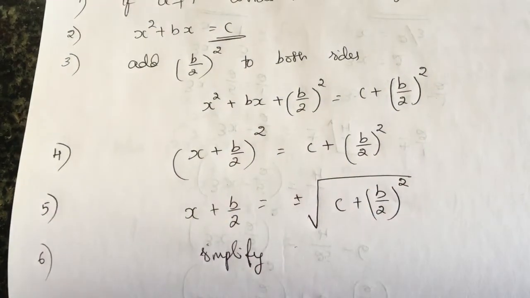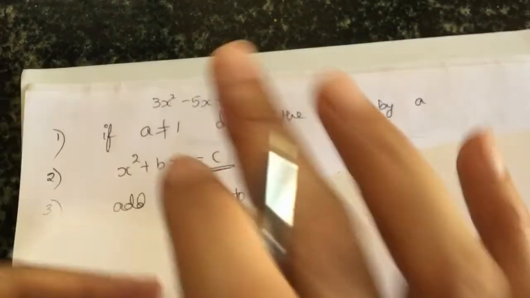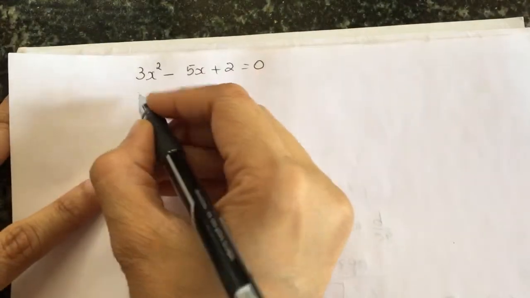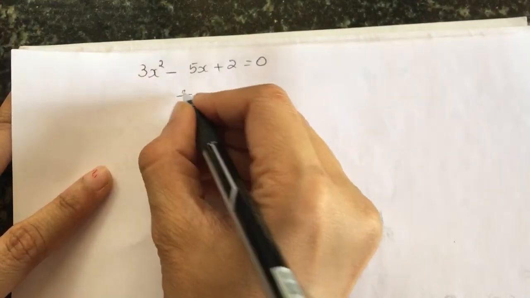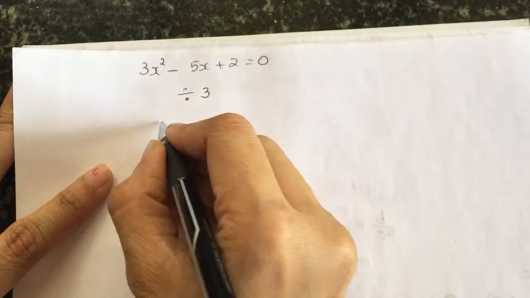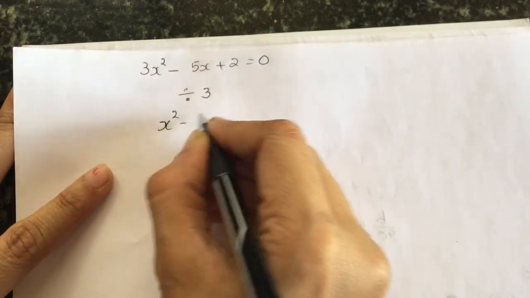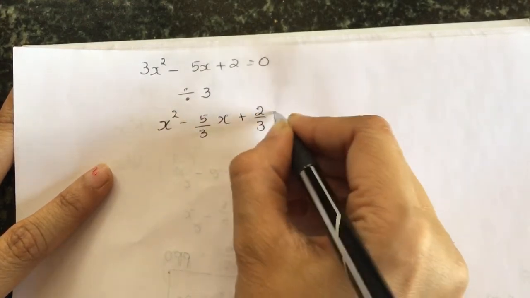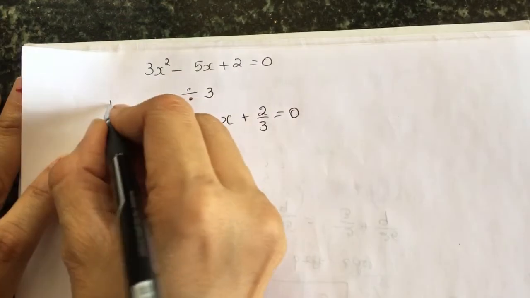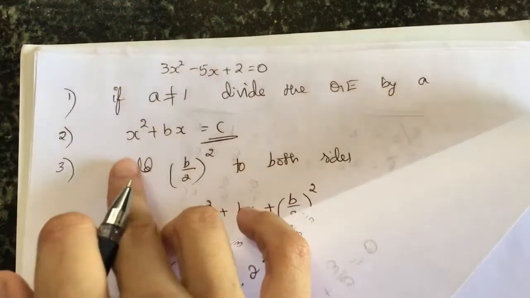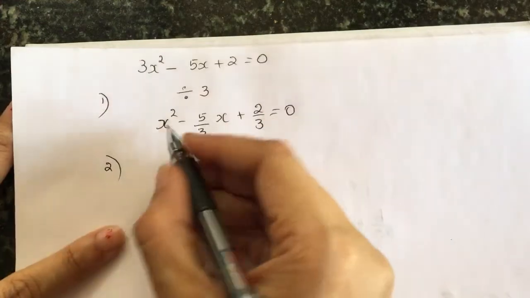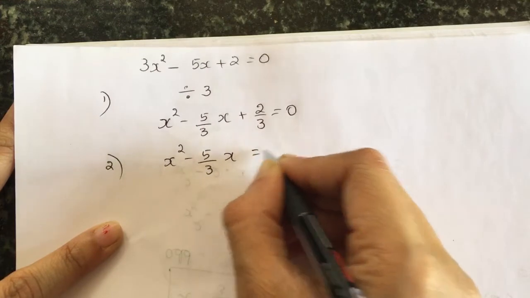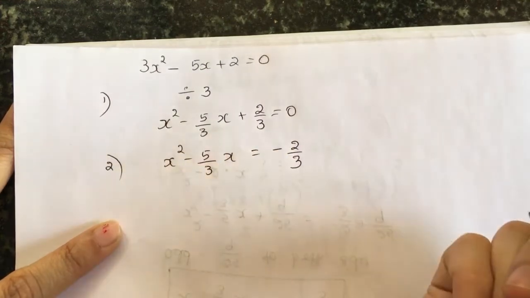Then you can simplify to get the value of x. Now if I have to solve this same problem using this method, here a is not equal to 1, so divide the equation by a, so that you get x square minus 5 by 3 x plus 2 by 3 equal to 0. This was the first step. Second step is to write the equation in this form. So x square minus 5 by 3x equal to minus 2 by 3.